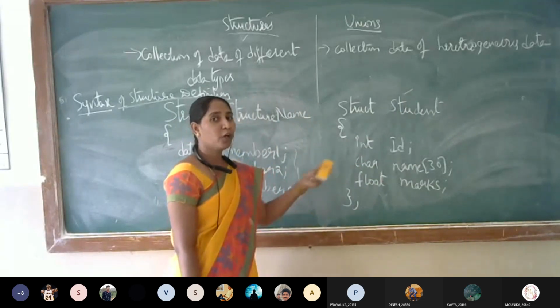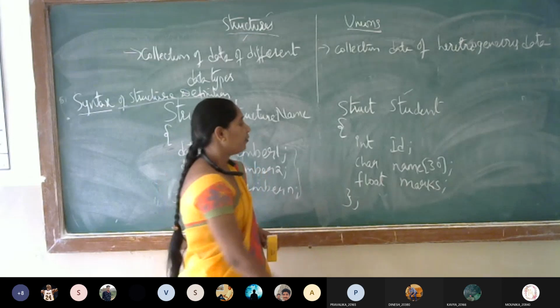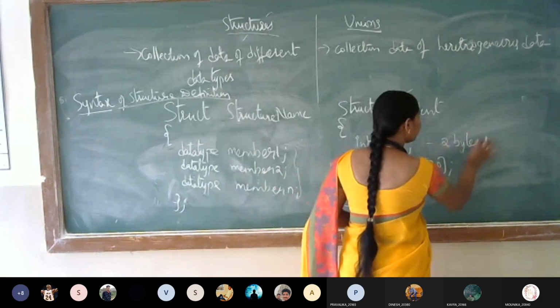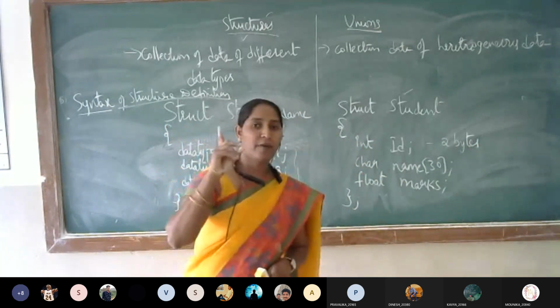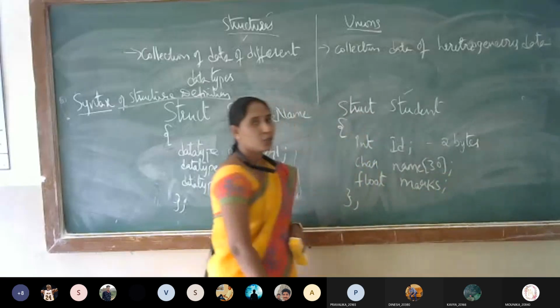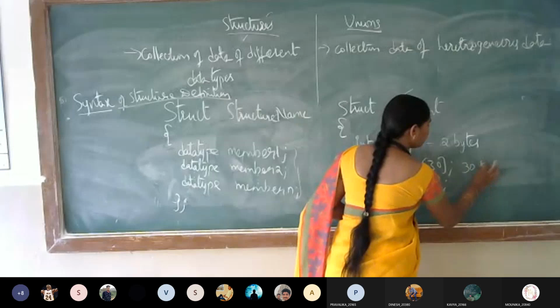So how much memory will be allocated for this structure? First, int will be holding 2 bytes of memory. Then char is having only 1 byte of memory, but I have declared here the size as 30. So here it will be allocating 30 bytes of memory.